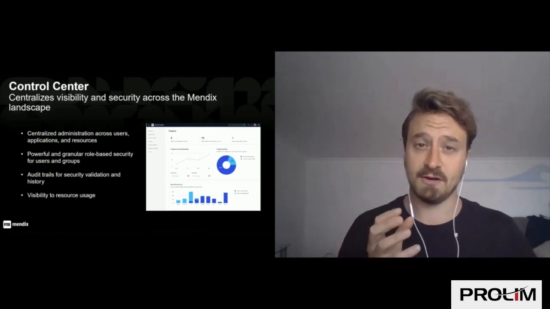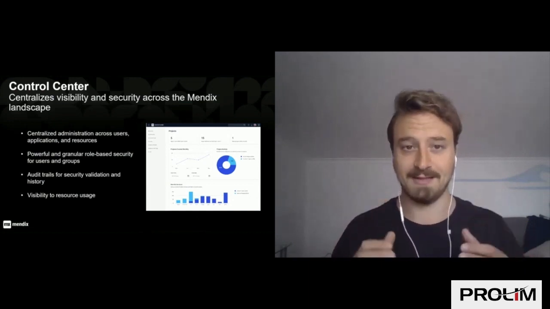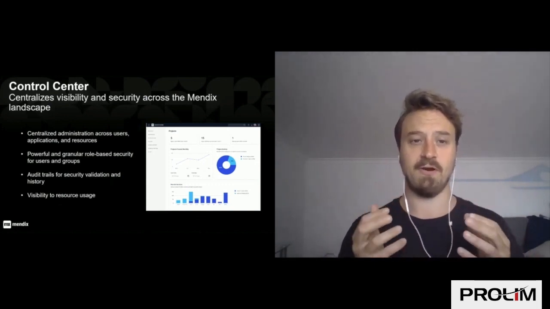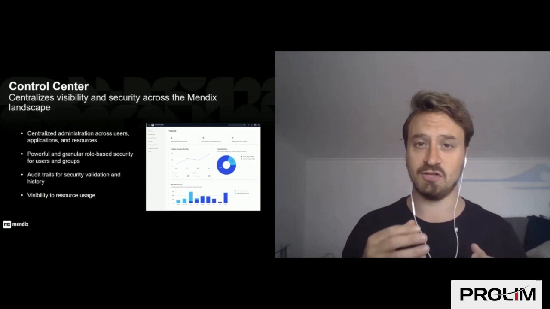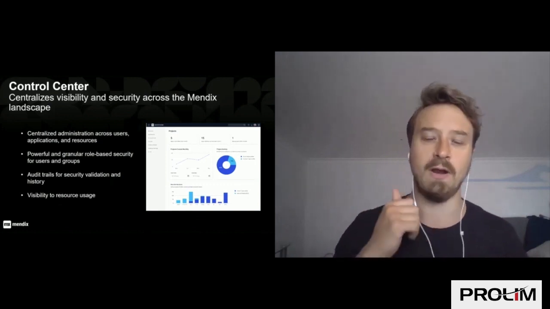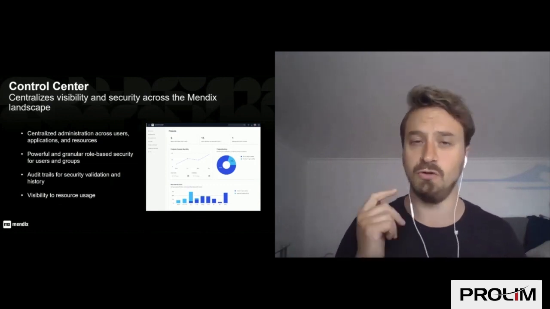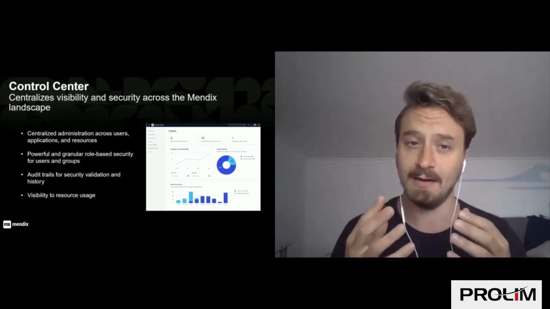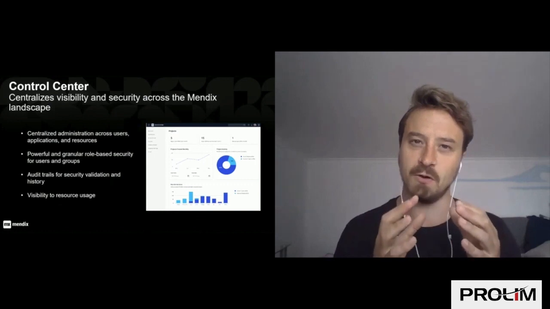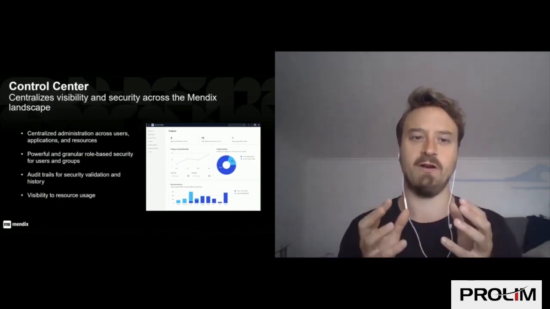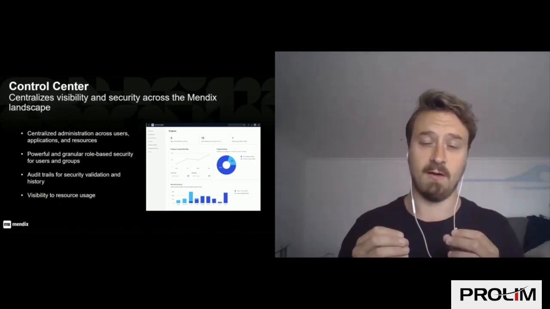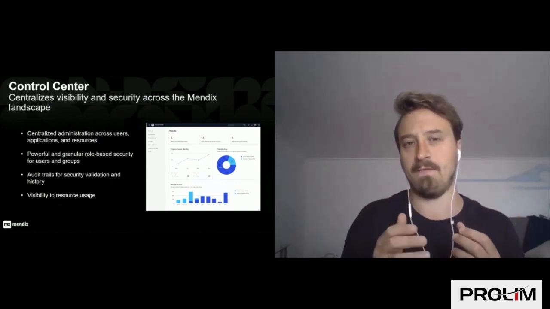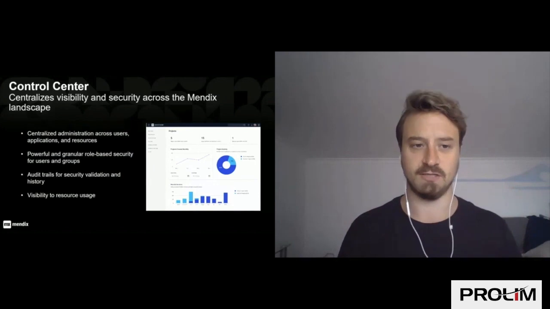And the thing that is already live right now, and that's also being tested with some beta customers, is first of all, the centralized administration across users, applications, and resources. Know what apps are out there. Know what users are out there, or what kind of users within your organization just created a Mendix account. Also, manage groups, powerful, granular, role-based security for users, but also for groups, to make it a lot easier to give access and rights in the right projects.